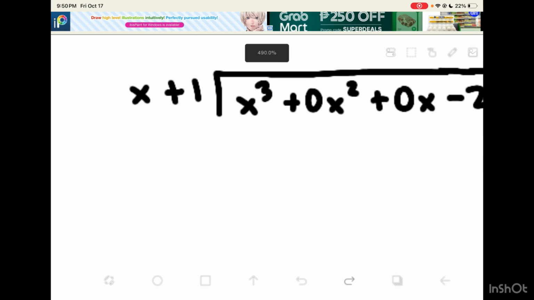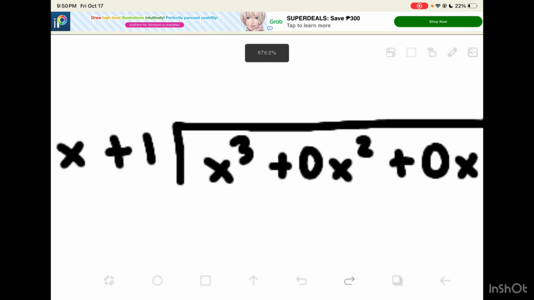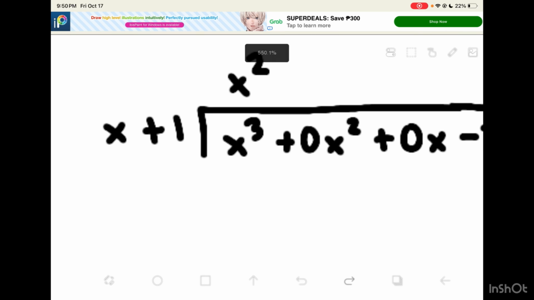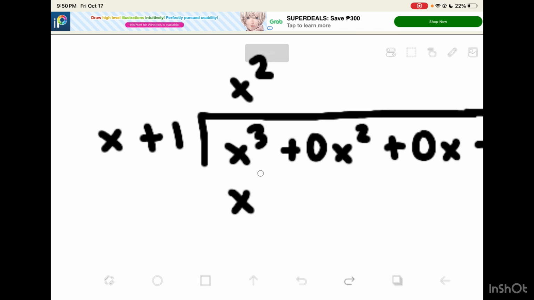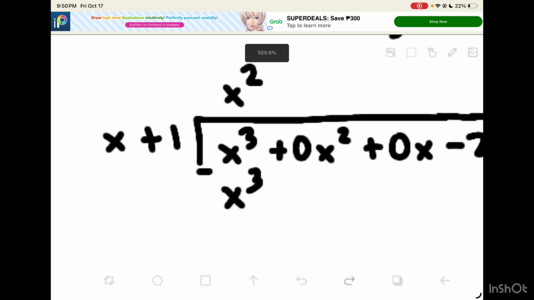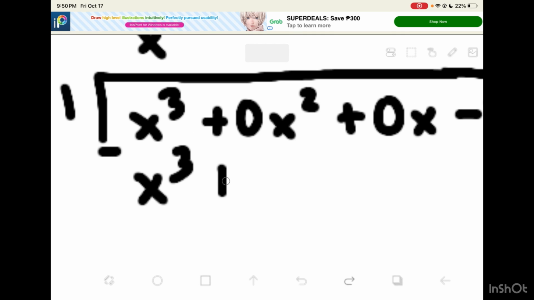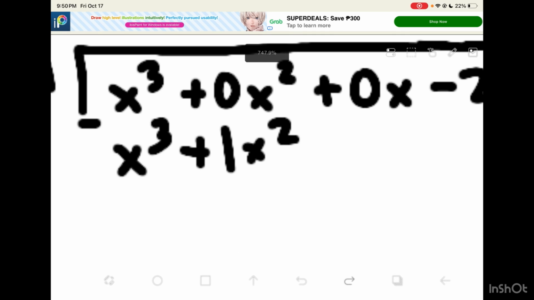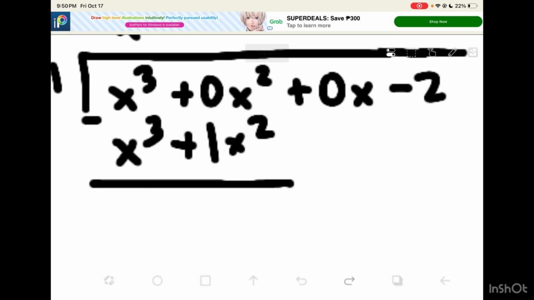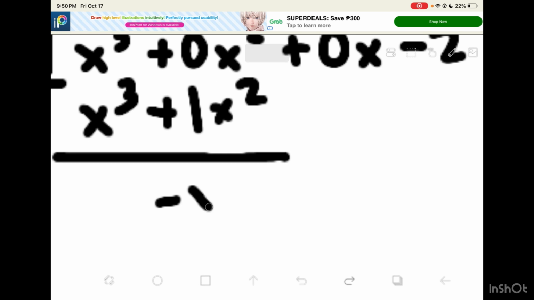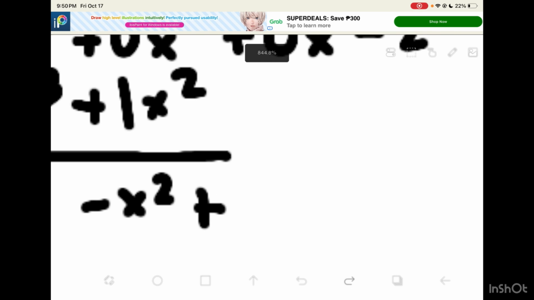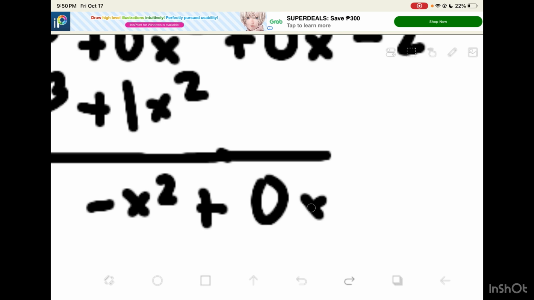Step 1. x cubed divided by x is x squared. x squared times x is x cubed. x squared times 1 is just x squared. Subtract. So our x cubed will be cancelled, and this will be negative x squared. Bring down the 0x.